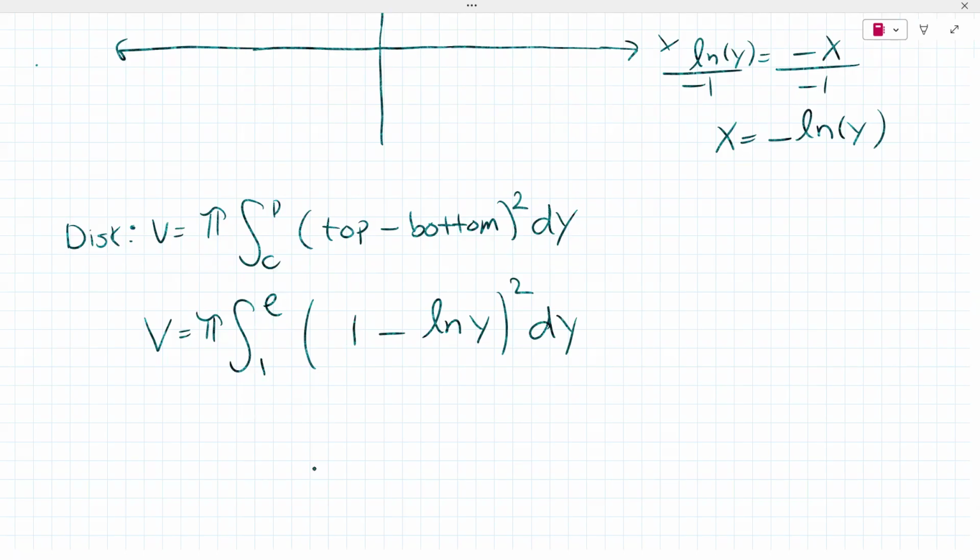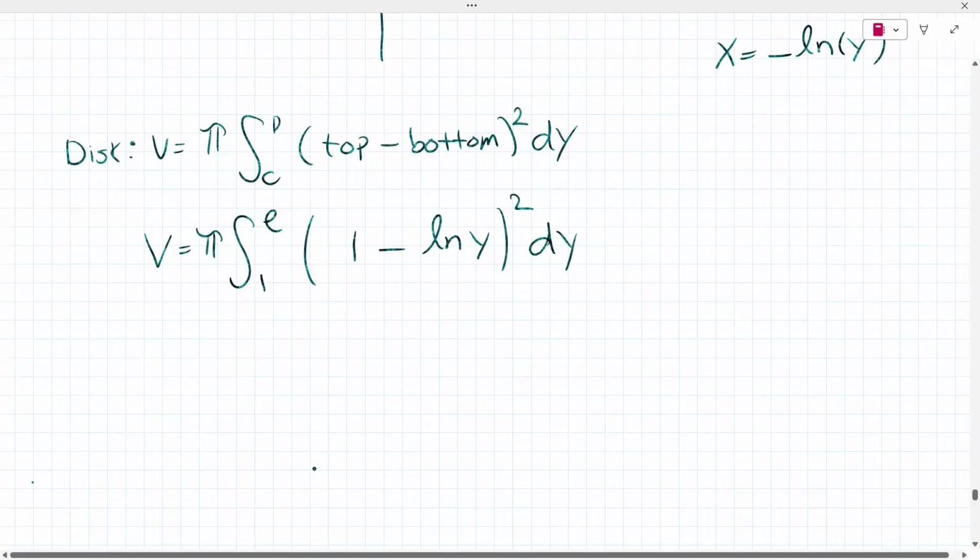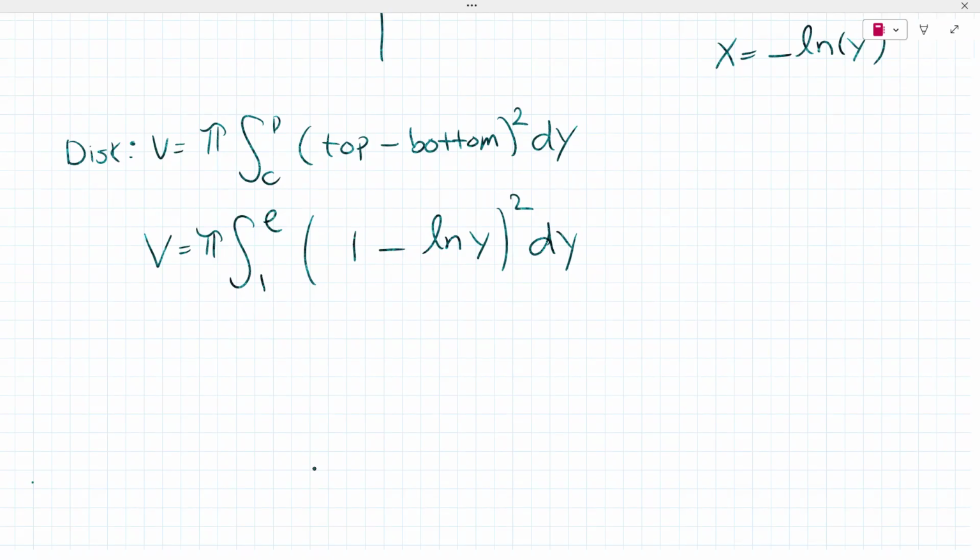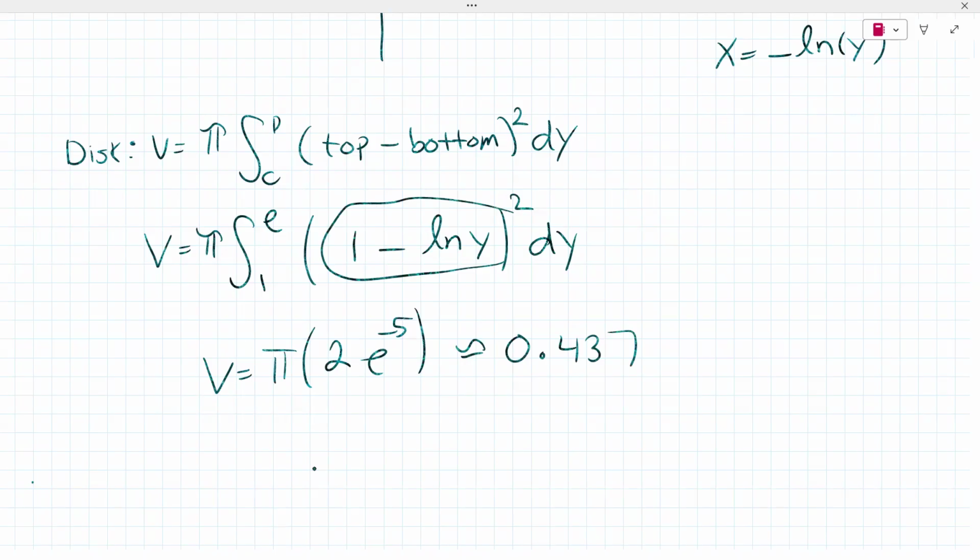And you've got to use the calculator to take the integral. So FOIL this out, 1 minus ln of y, and then use the calculator to do your upper and lower boundary. So when you put it all together, you should get volume equals pi times 2e to the -5, which is about 0.437. So FOIL this out, and then plug in your upper minus your lower. Then you have to use a calculator, and you should get this.